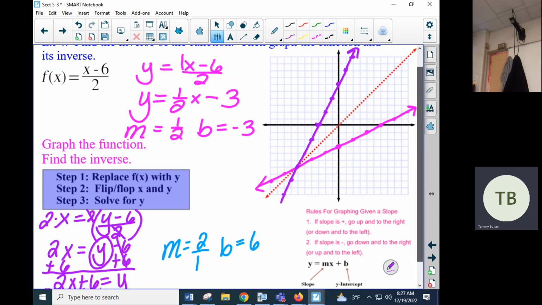And again, when you're done, you have to think about if you folded this over this line, would these two match and would these two match? And they would.